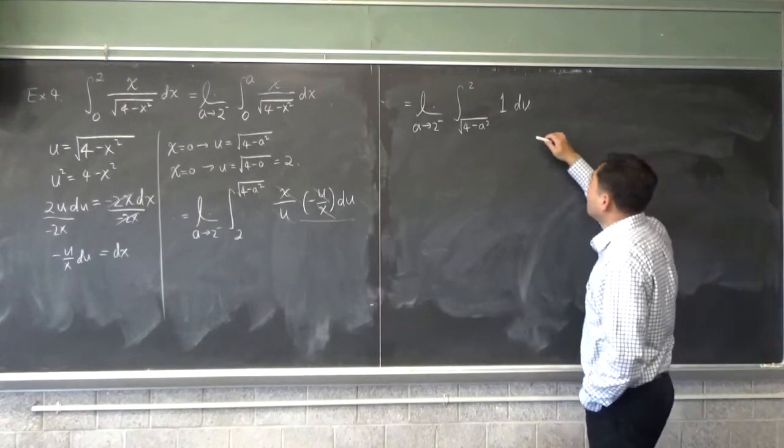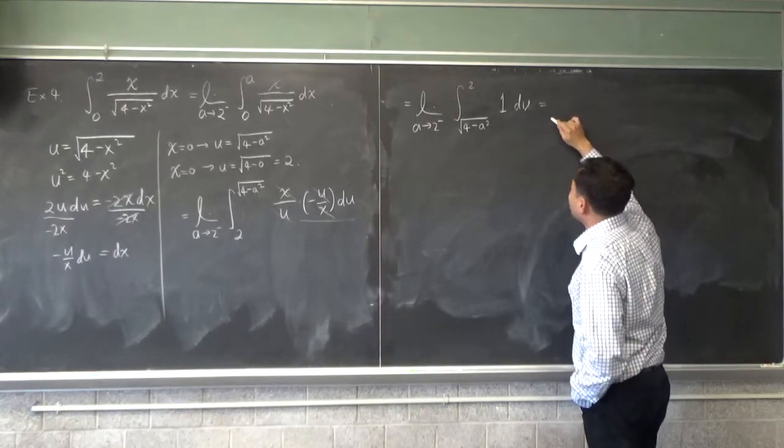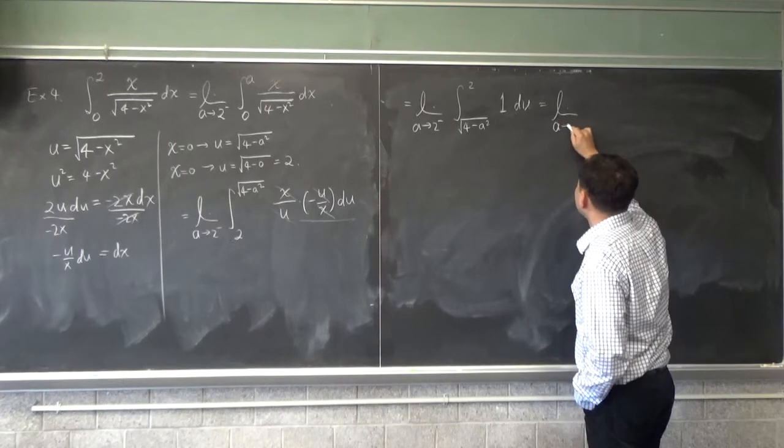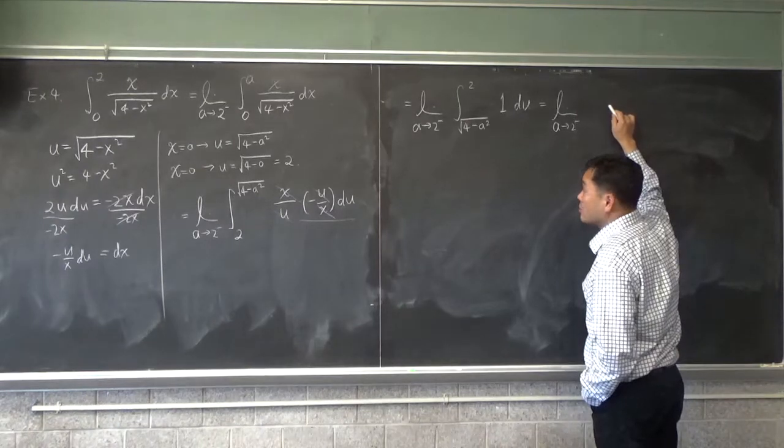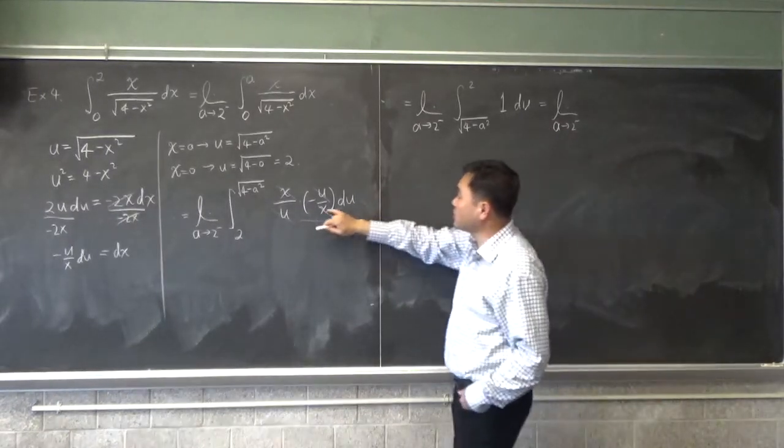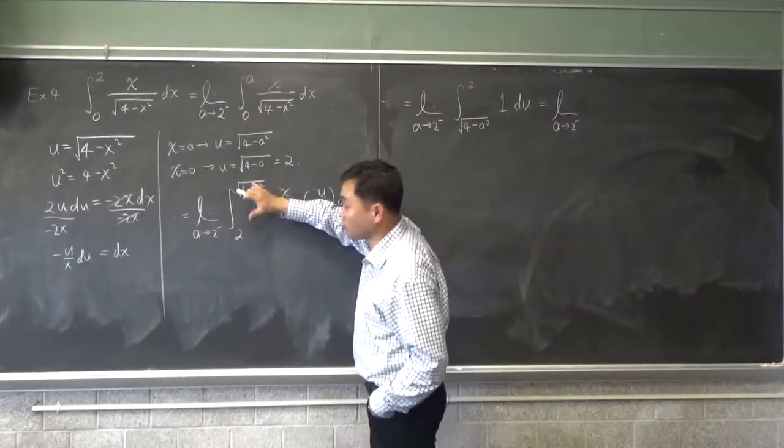Now you integrate 1. What do you get if you integrate 1? u. Wouldn't it be negative 1? Because there's a negative sign right there. So I just explained that this negative was used to switch these two around.